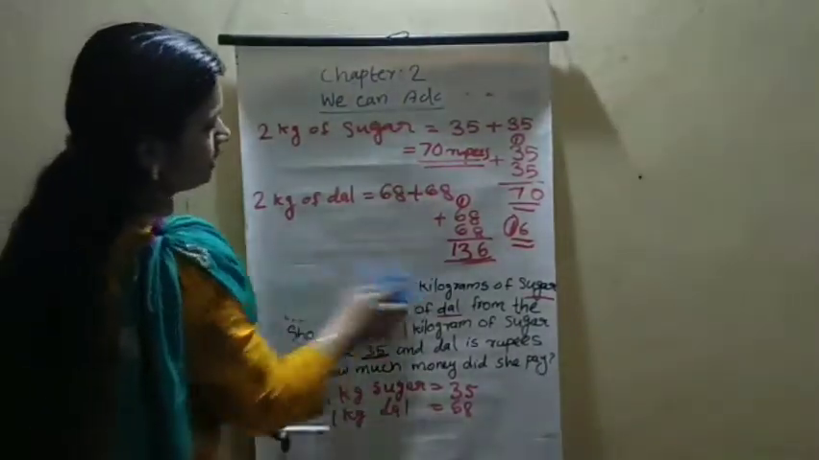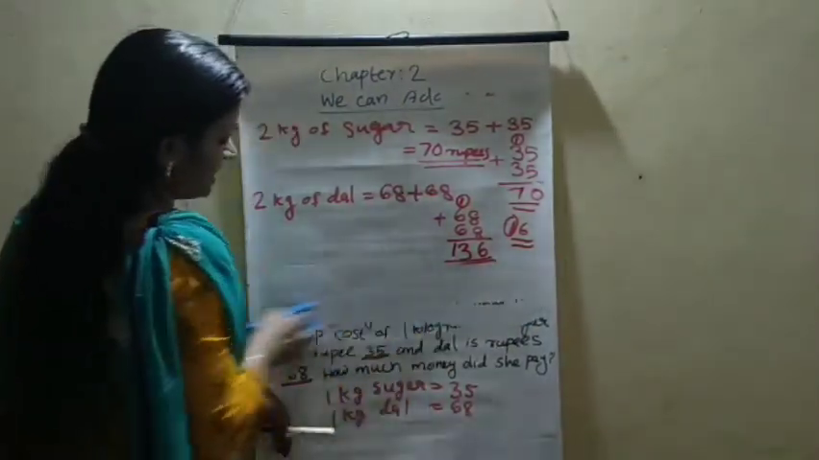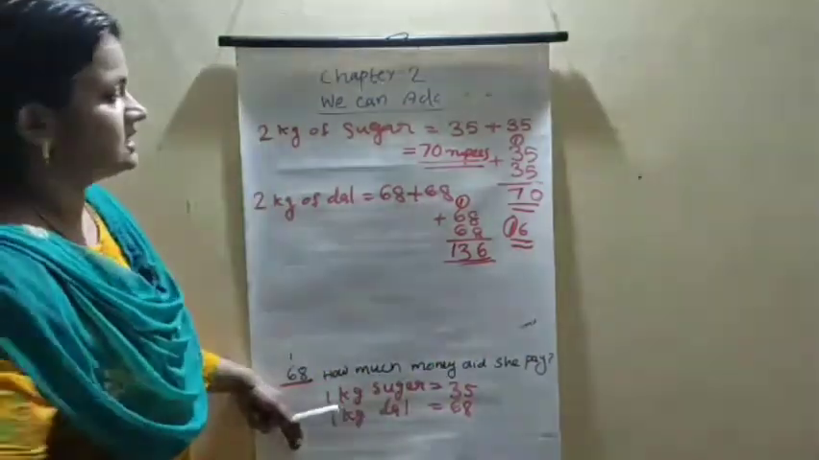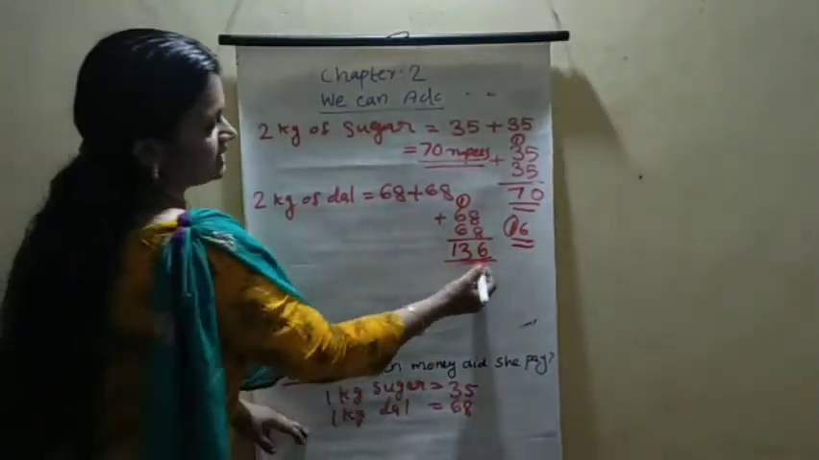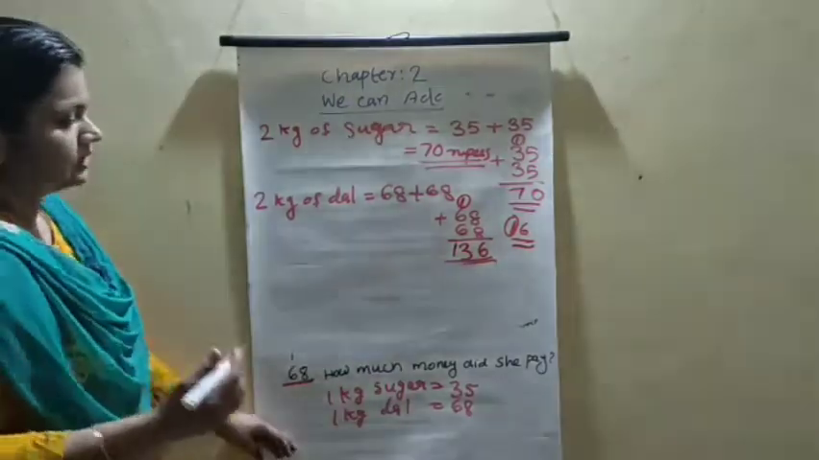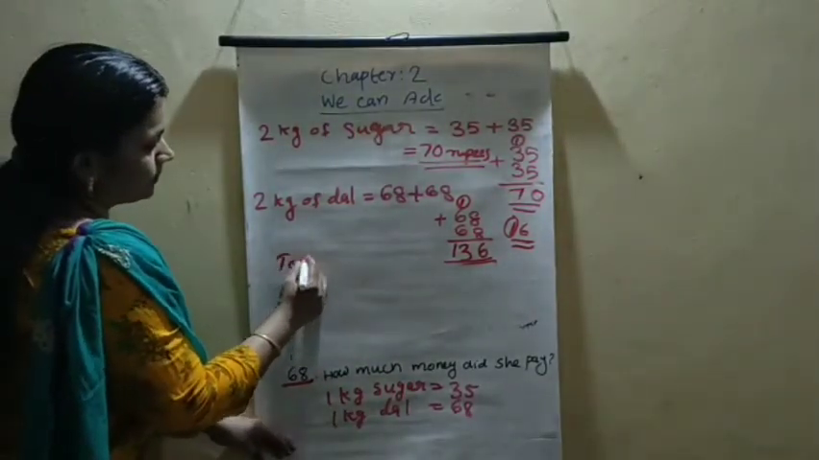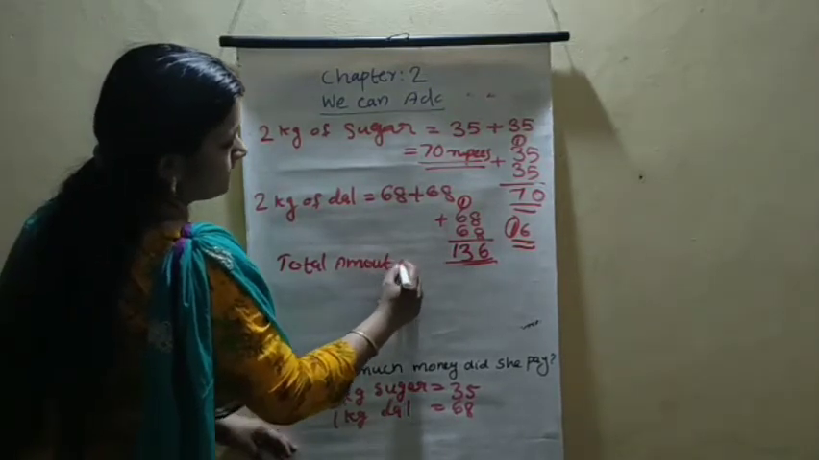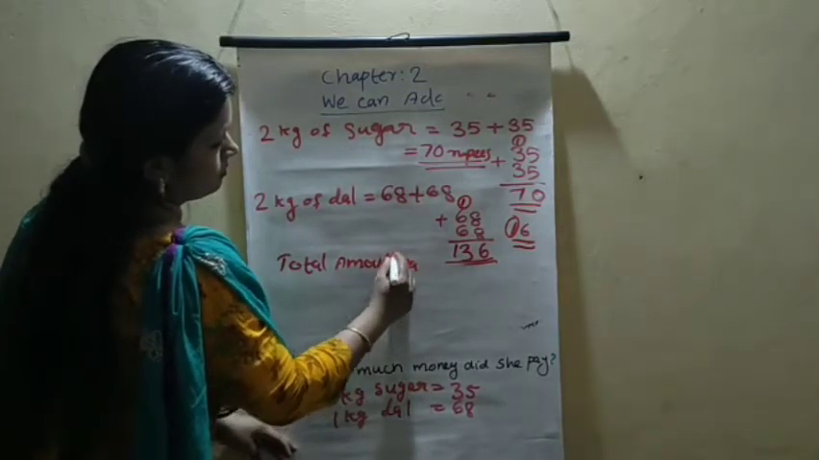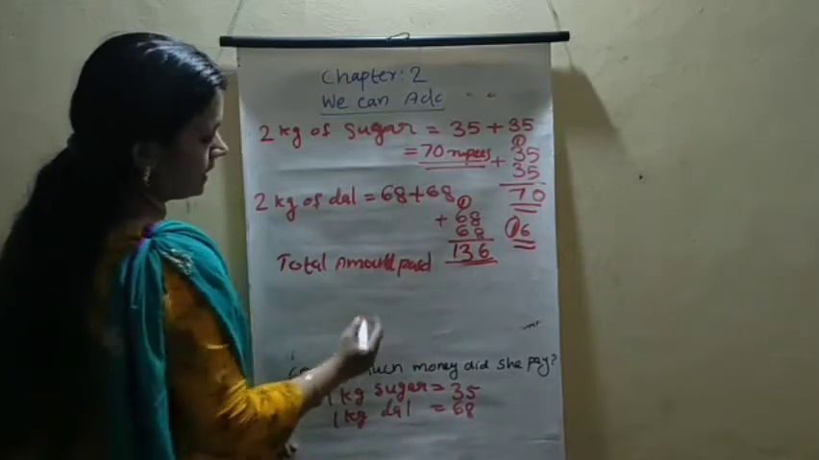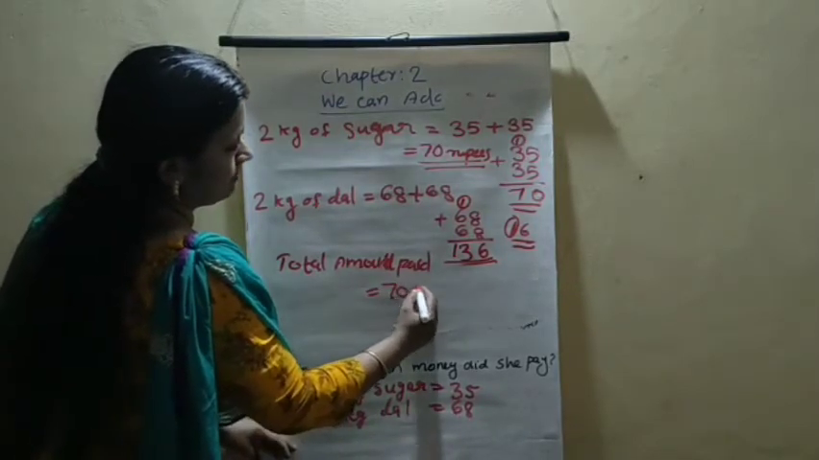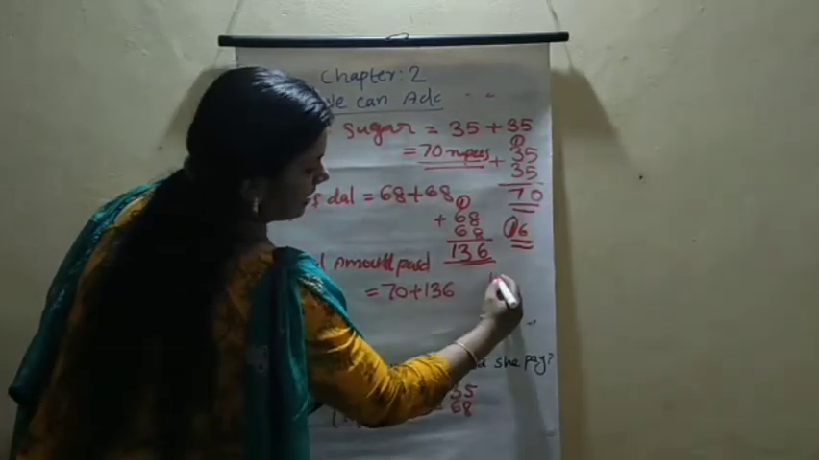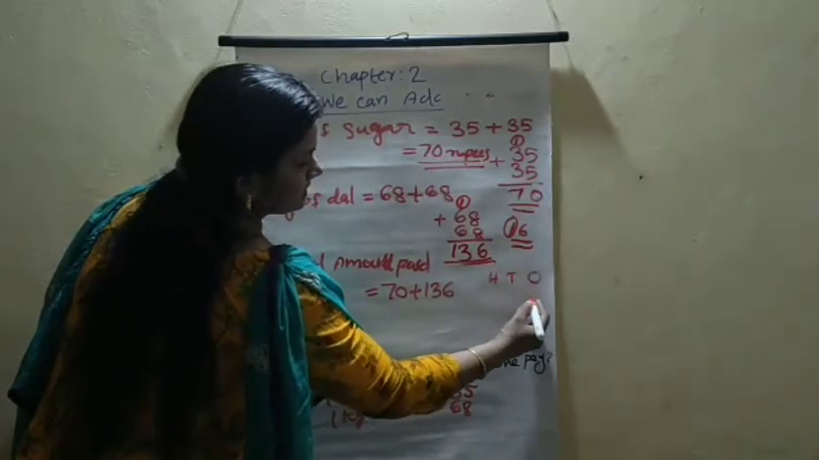The 2 kilograms of sugar is 70 rupees. 2 kilograms of dal is 136 rupees. So the total amount paid is 70 plus 136. So we can write hundreds, tens, ones.